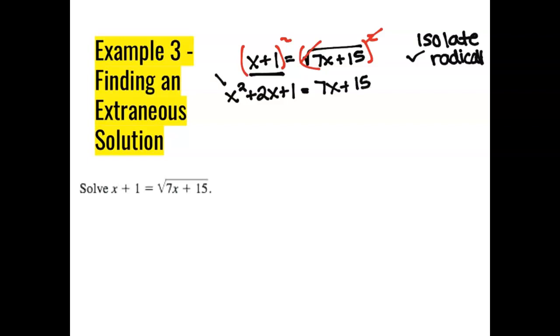From here, I have a quadratic, and I know that because my largest term here is x squared. So anytime I have a quadratic, I always want to put it in standard form before I can solve it. So I'm going to subtract 7x and subtract 15 from each side of the equation to get this quadratic in standard form.